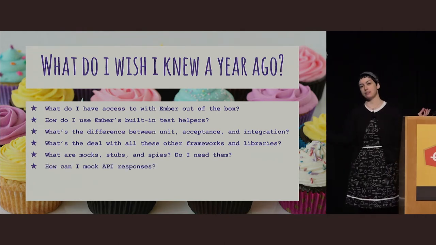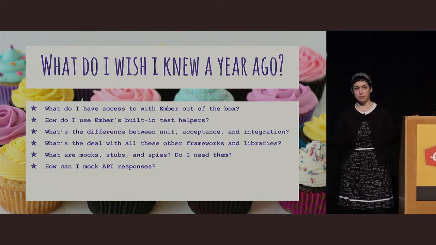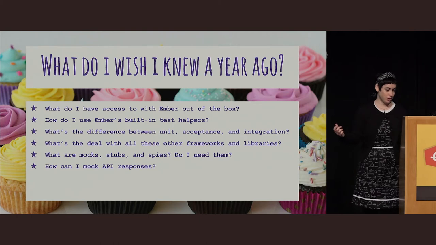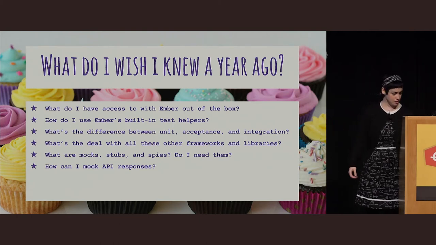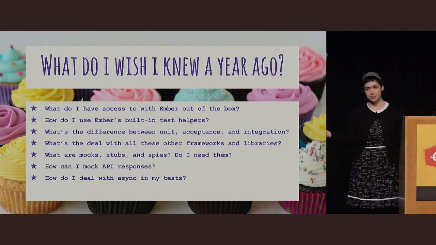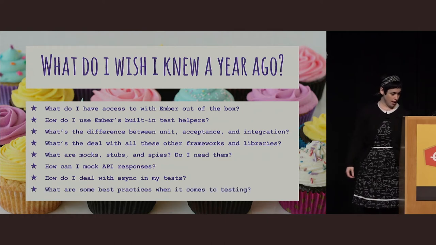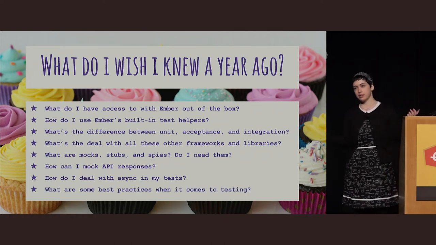How can I mock API responses? Obviously, you don't want to be hitting your API live all the time in your testing environment. That's terrible. So how can I mock those API responses for my tests? How do I deal with async behavior? And finally, what are some best practices when it comes to testing?